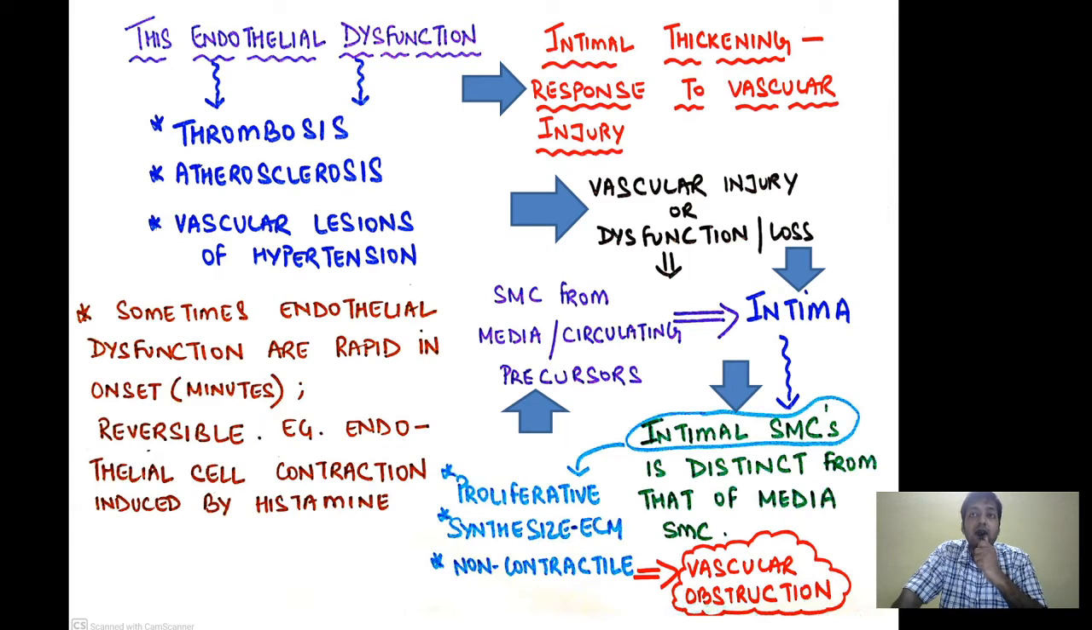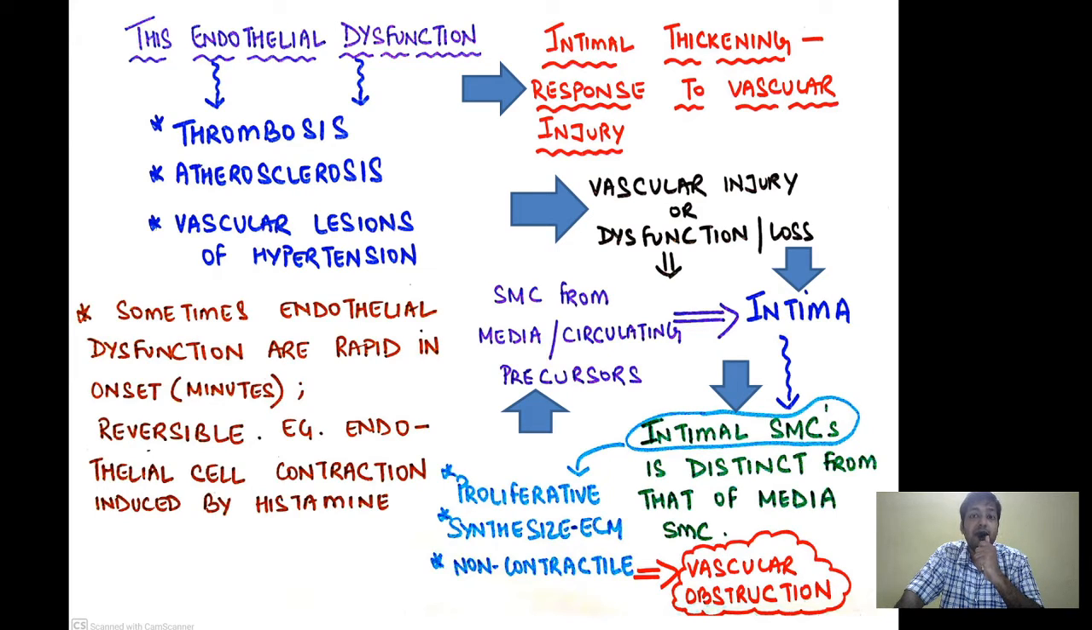Remember, the smooth muscle cells belonging to the tunica media are different from the ones present in the intima. Their properties are different. If you can remember, the smooth muscle cells of the tunica media are responsible for vasoconstriction and vasodilatation, whereas the smooth muscle cells inside the tunica intima are proliferative.